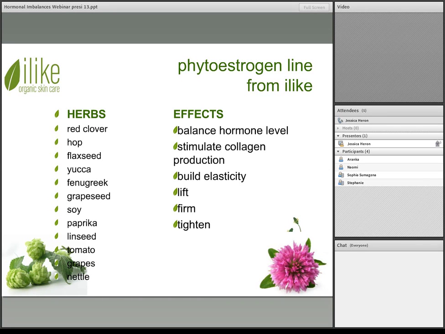What I like to say about these products in our phytoestrogen line from Ilika is that these are some of the most lifting, the most firming, and the most tightening products in the line. And they really give instant and immediate results. They also hydrate the skin and also stimulate blood and lymphatic flow with paprika. So paprika is also a source of estrogen that can help in detoxification as well. And also, of course, to help in rejuvenating the skin.